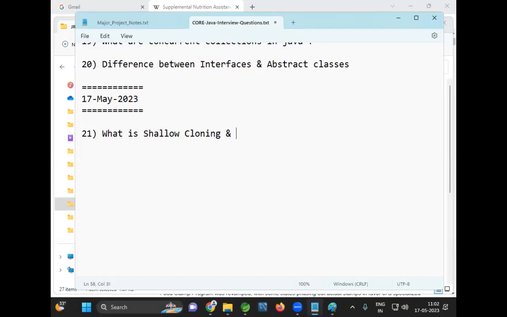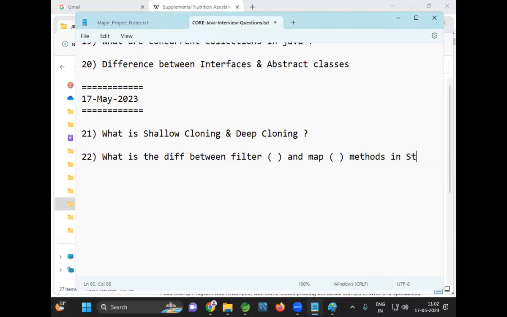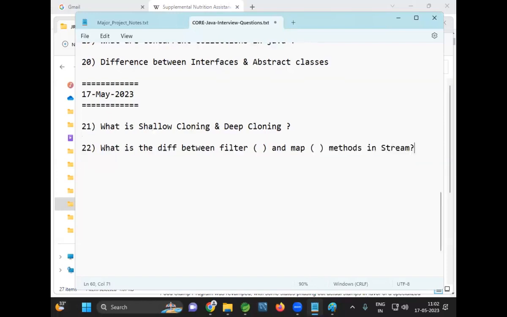Guys, look at this. What is shallow cloning and deep cloning? What is the difference between filter and map methods in stream API?